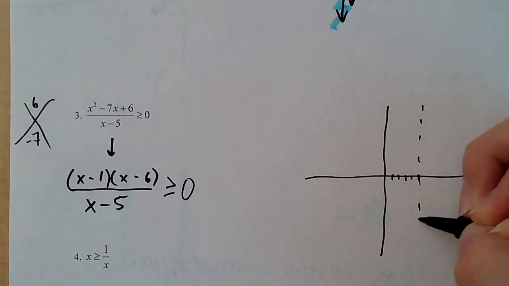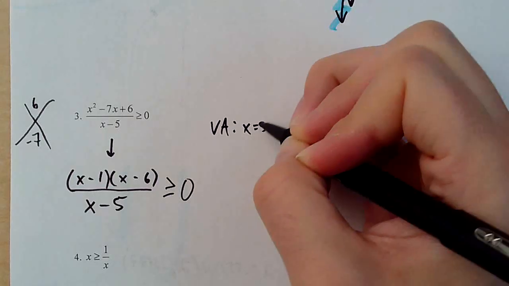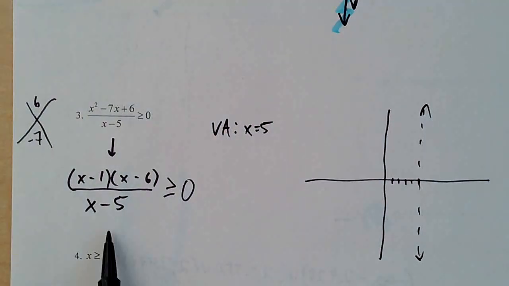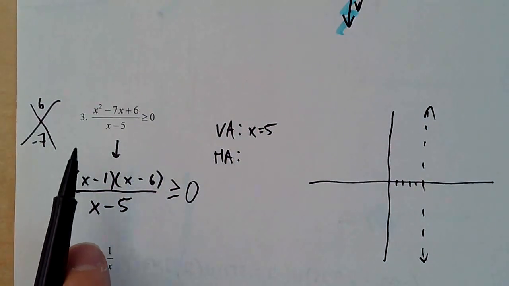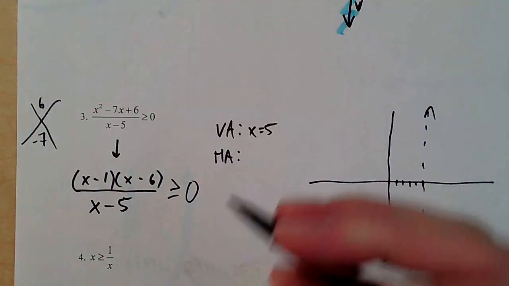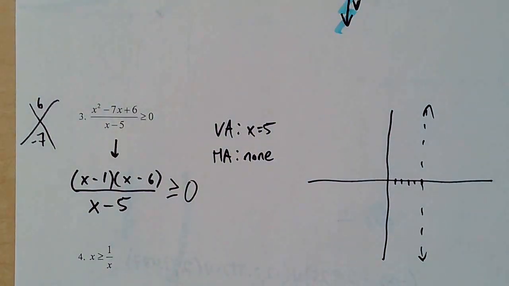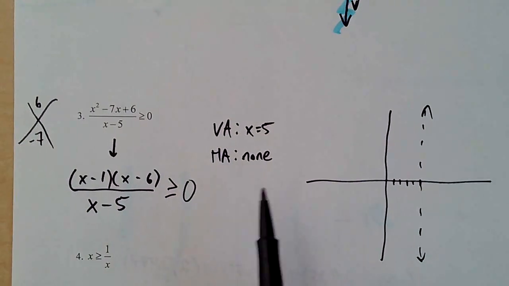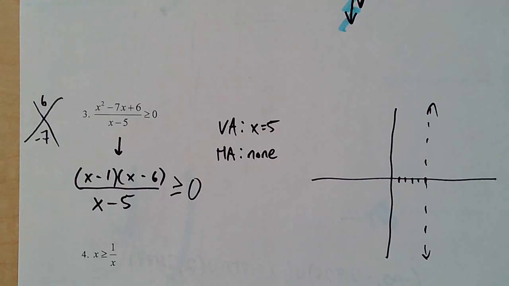So first thing I have is my vertical asymptote at 5, right? Because that's the 0 on the bottom. We can get our horizontal asymptote, or can we? This time we have a higher degree on the top, so we don't have a horizontal asymptote. However, we do have a slant asymptote. Our degree is 1 higher on the top than it is on the bottom. So we'll cover that in a second.